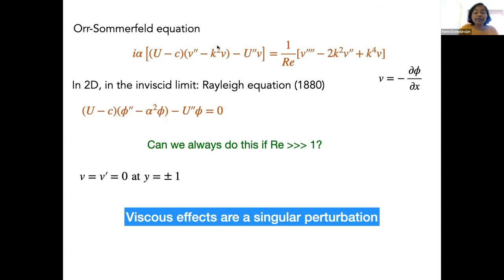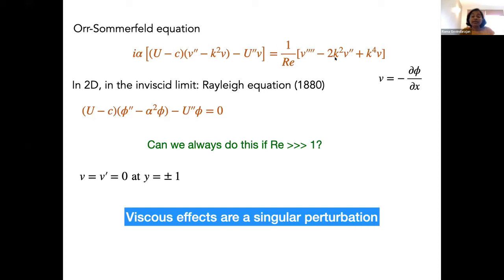Now remember we just said Reynolds is very large, so I'm throwing away this right-hand side and working in the inviscid limit. The question is, can we always do this if the Reynolds number is much, much greater than 1? Suppose the Reynolds number is 1 million or 10 million. Am I justified in doing this? That's the question that we need to ask. Your instinct will be to say that if the Reynolds number is 10 to the power 10 or something, like in Jupiter, I can throw this away.